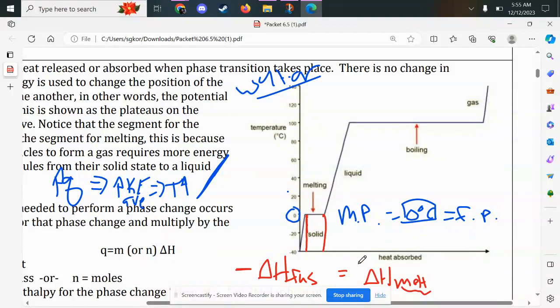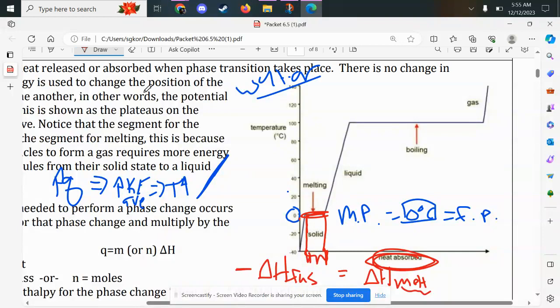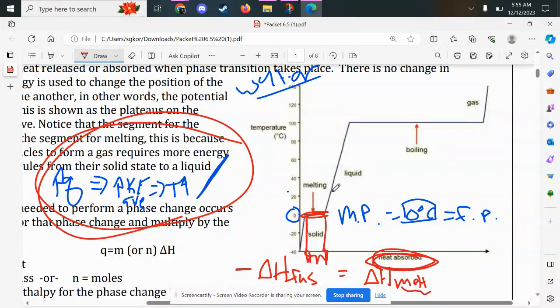Now, what would this delta H be? It would be this span on our graph because that is how much heat was absorbed over the course of it fully melting. Now, once it fully melts, it can go back to doing this process, but this time it's happening to the liquid, where the liquid is now increasing in energy and so increasing in temperature.